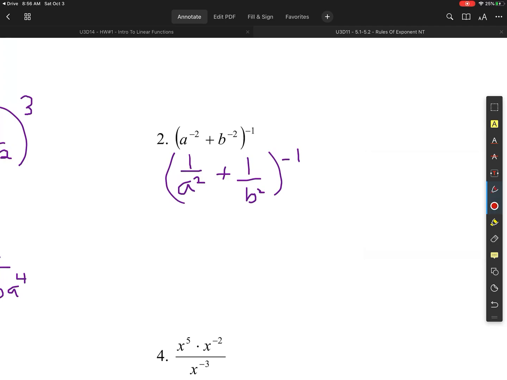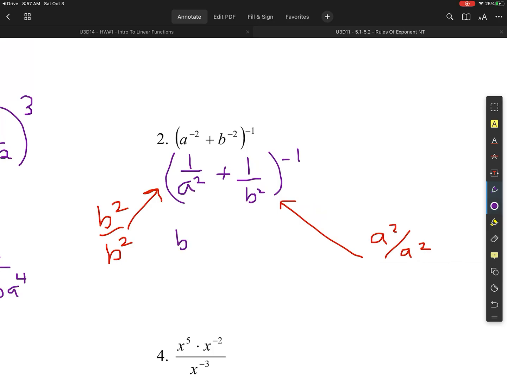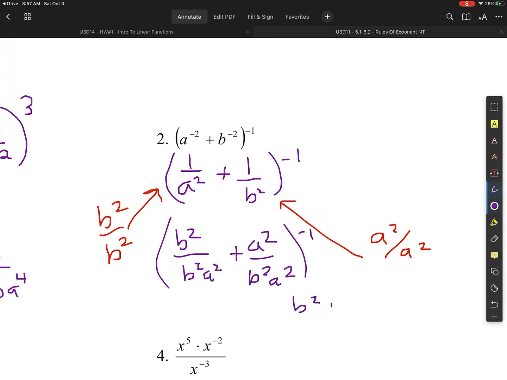So I got to give this fraction a b squared over b squared. I got to give this fraction an a squared over a squared. By doing that, with my common denominator, I have b squared over b squared a squared plus a squared over b squared a squared. Right? Which gives me, well again, this is all still in that negative 1 exponent, which gives me b squared plus a squared over b squared a squared, all raised to the negative 1 power.